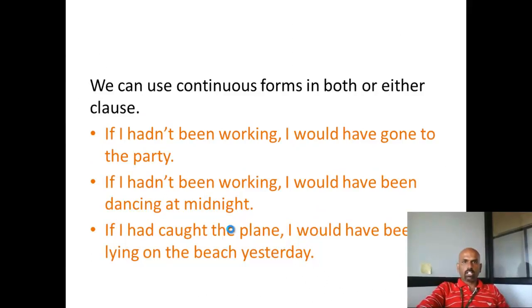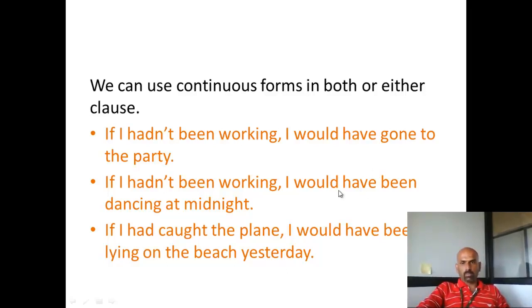This one, continuous forms in both clauses, that is the if clause and the main clause. If I had been working, I would have gone to the party. Here, past perfect continuous, but in the main clause the perfect conditional. This is as usual, but instead of simple past perfect tense, they have used past perfect continuous. If I had been working, I would have gone to the party. If I hadn't been working, I would have been dancing at midnight.